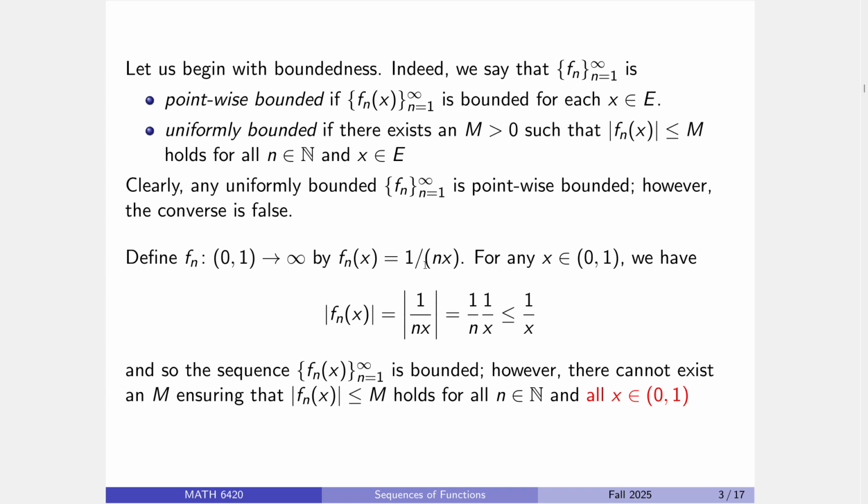All right, but across the board, note that for any input, there is an upper bound, but the upper bound is 1 over x, and as x gets really close to 0, that gets really big, so there can't be a single M that bounds all of these universally.